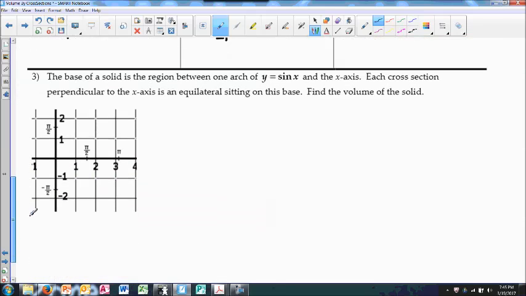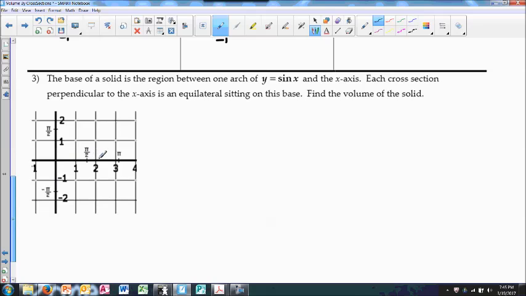Okay, for the next problem, the base of a solid is the region between one arch of y equals sine of x. So I'd have to know how to do that without my calculator. So one arch of sine of x means you can kind of pick where you'd want that to be. I'm just going to start mine at the origin. And the x-axis. So for my ease, this is going to be my base. It's going to be starting at the origin.